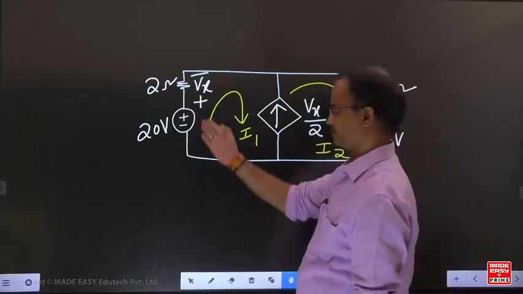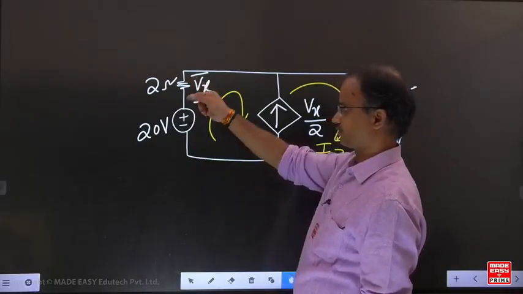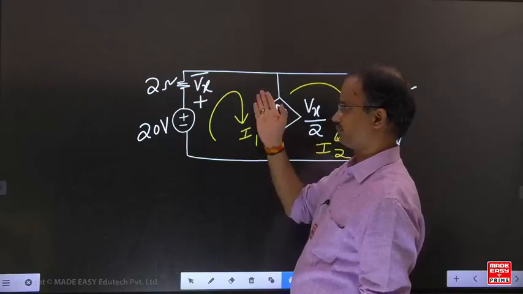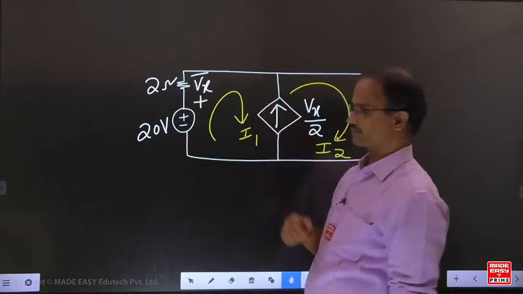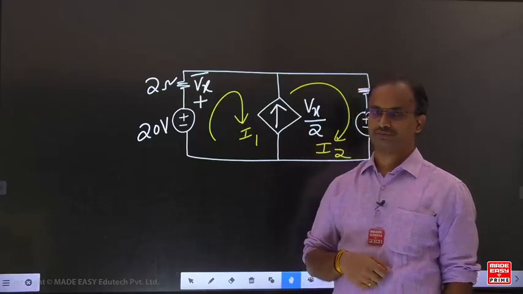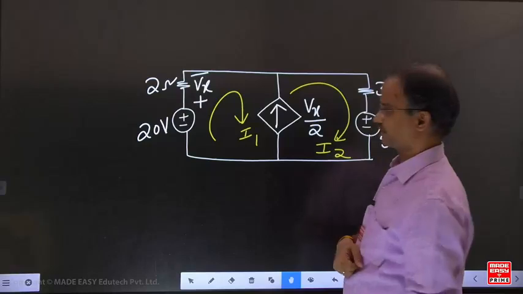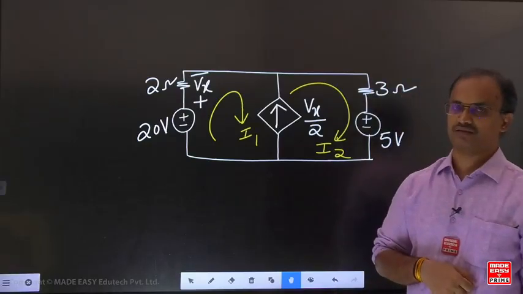What is the reason? Look, for loop 1 the voltage is 20 here, and here the voltage is Vx. But we don't know the voltage across the current source. That's why, considering only loop 1, we cannot directly write the KVL equation.